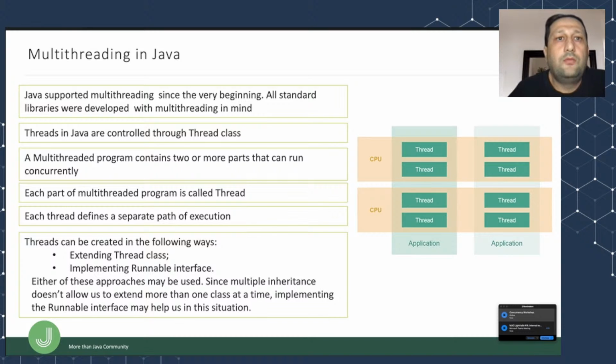In Java, we have two ways to create threads: extending the Thread class or implementing the Runnable interface. Either of these approaches may be used. Since Java doesn't allow us to extend more than one class at a time, implementing the Runnable interface may help us in this situation. There are also multiple multithreading advantages, like better utilization of a single CPU or multiple CPUs or CPU cores, and better user experience with regards to responsiveness or fairness.